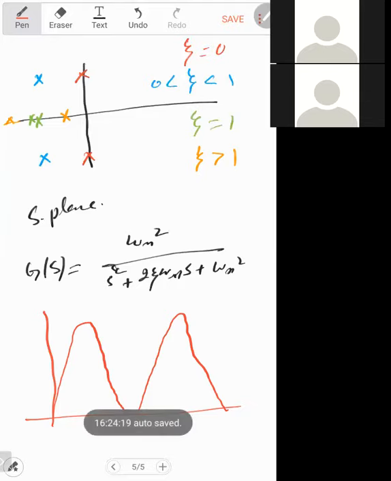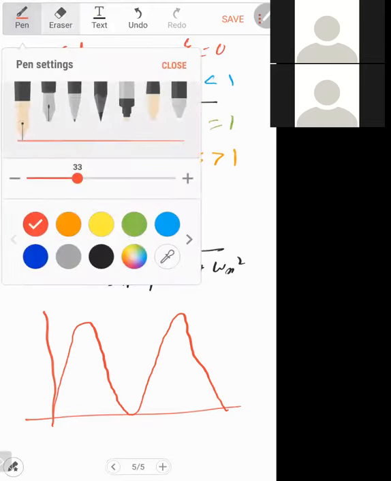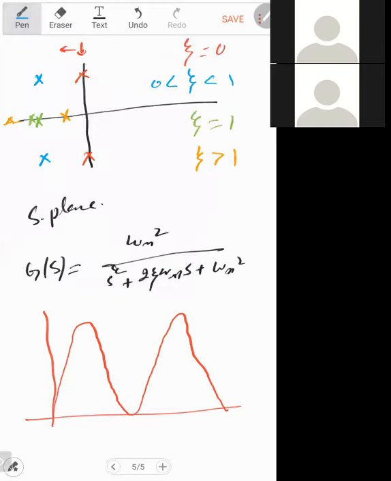As you move away from this axis, from the imaginary axis, and you move away from the imaginary axis into the left hand side, then we are getting the damping. So suppose this is the final response. So in this case, what happens?